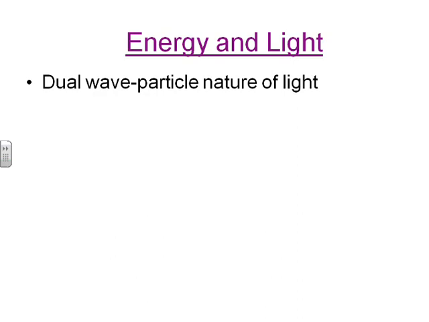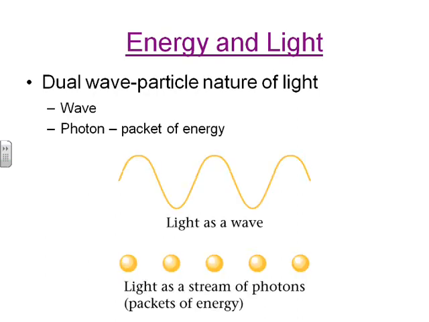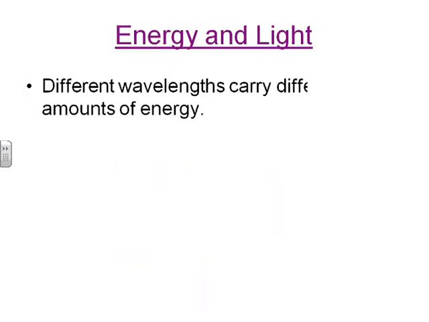Now, there is a dual wave-particle nature of light, and that means that you have a wave, but you also have a photon, which is a packet of energy. That's the dual part. So light as a wave looks like the wave pattern you've already seen, but there is also light as a stream of photons. This wave is carrying photons, which are little bitty packets of energy.